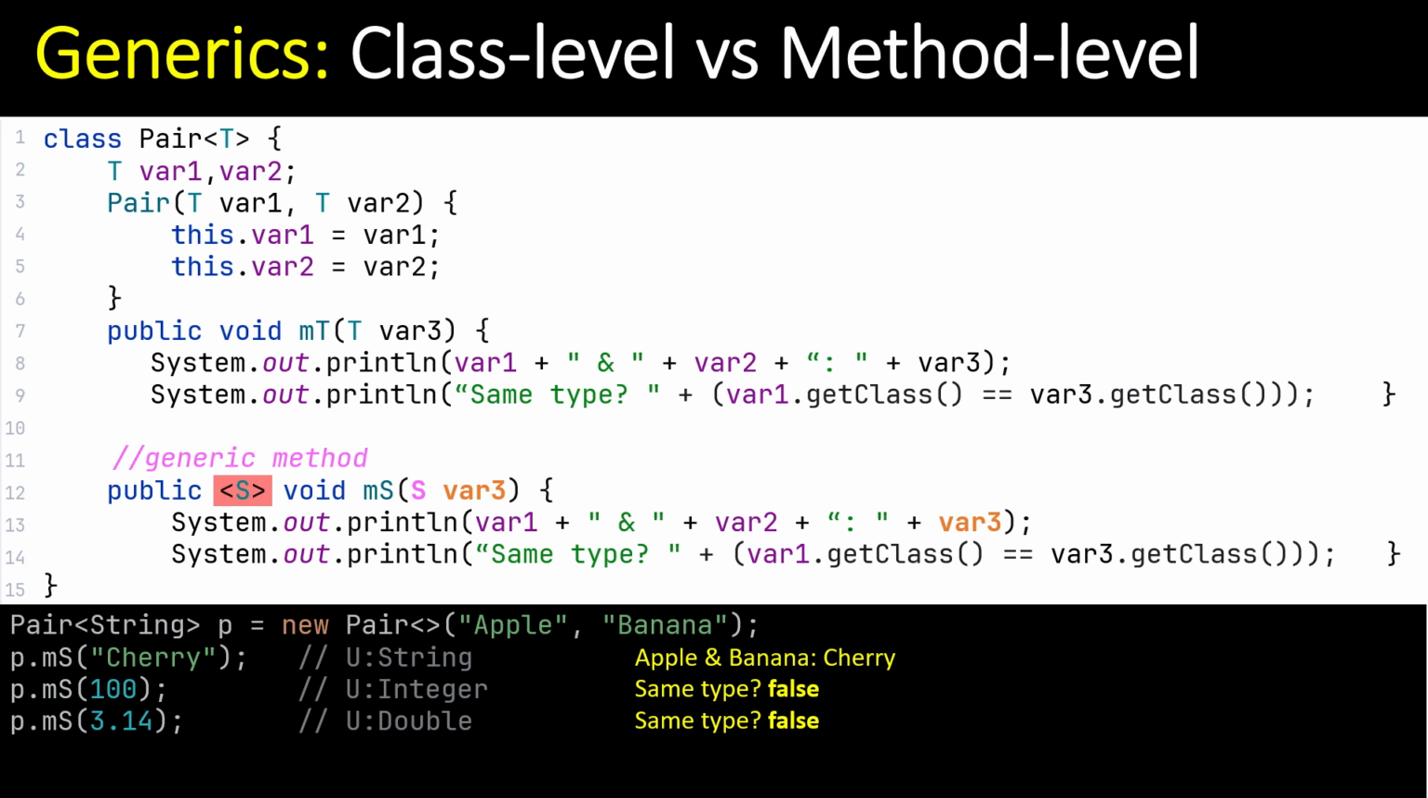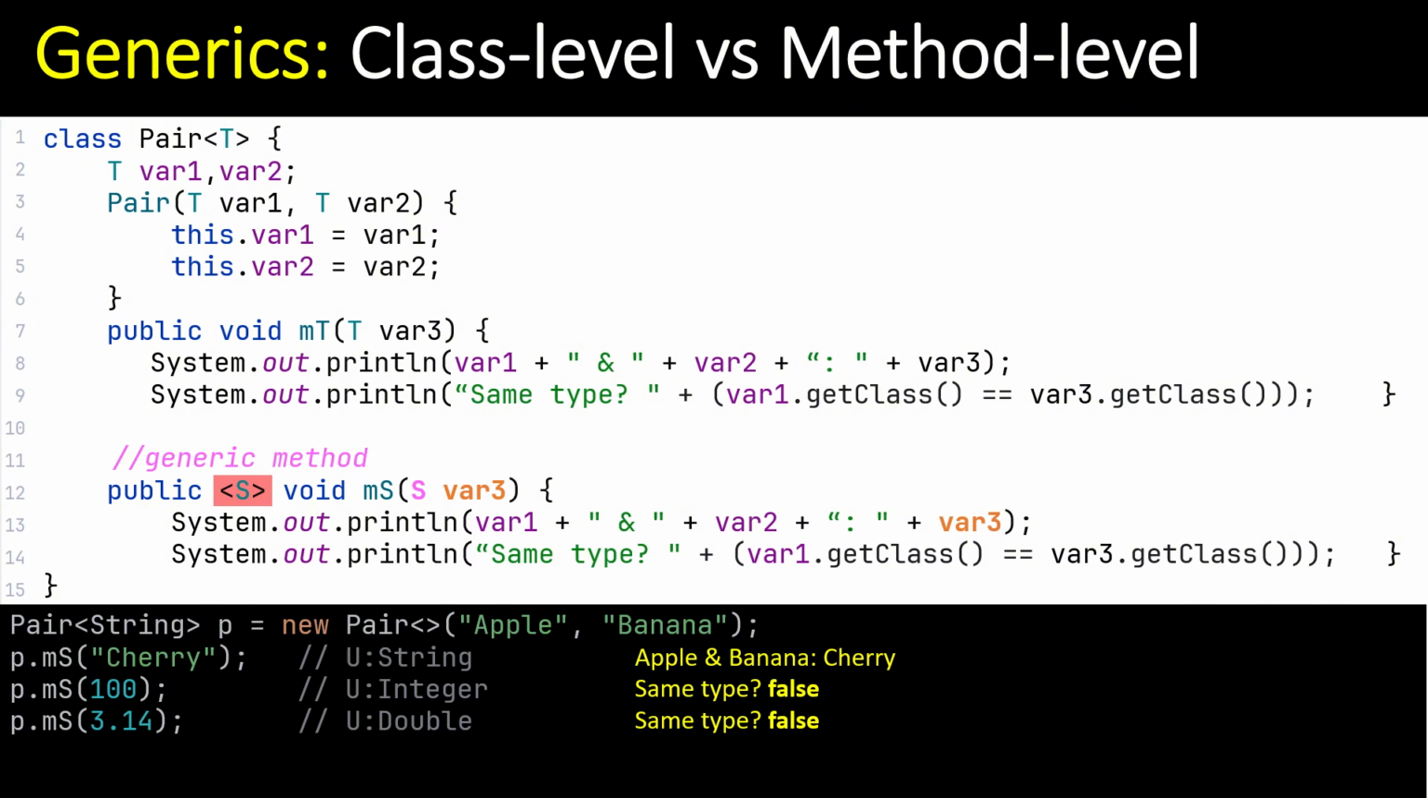When you pass 3.14, you're passing a floating point literal, primitive double, which Java autoboxes to Double, so S becomes Double. Because the method defines its own type parameter S, it is not restricted by the class-level type T. This means the method can accept different types each time it is called. Therefore, all three calls are valid even though the object was created with T fixed as String.